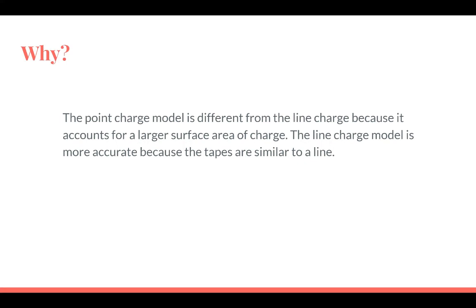And the point charge and line charge models are different because the line charge model accounts for a larger surface area of charge versus a point charge model, which is just a single point. So they end up being a little bit different. But the line charge model is more accurate because the tapes are more like lines than they are points.